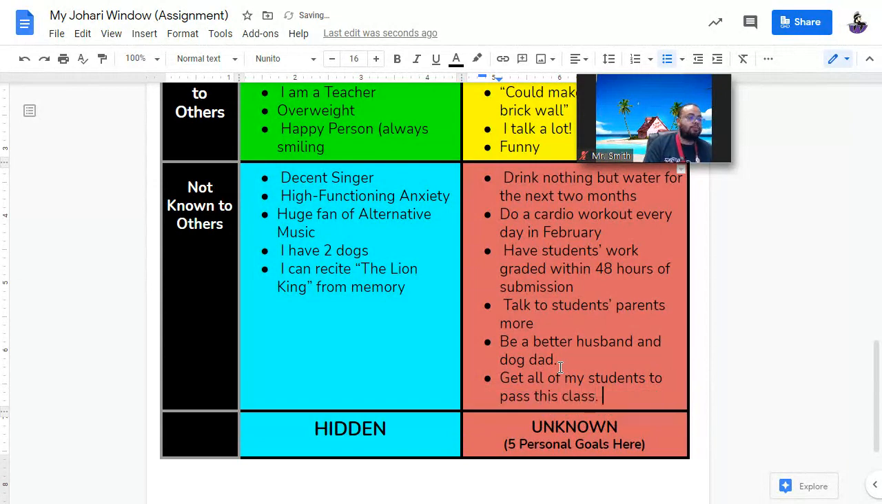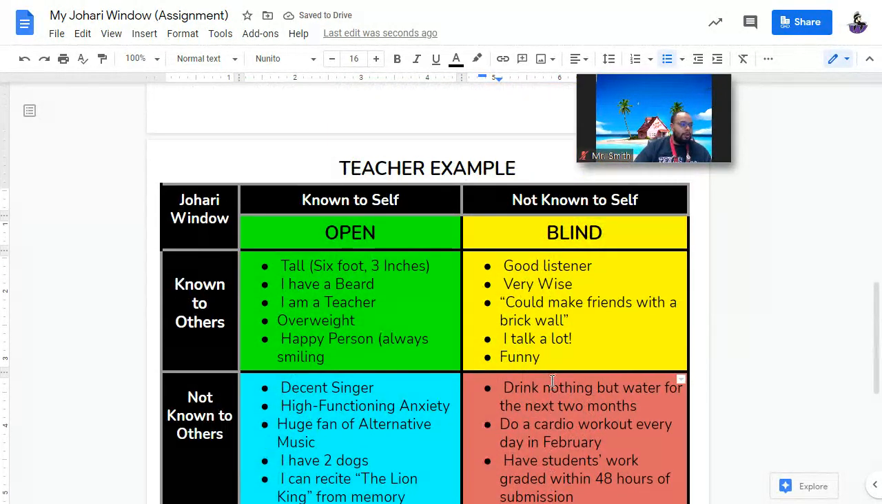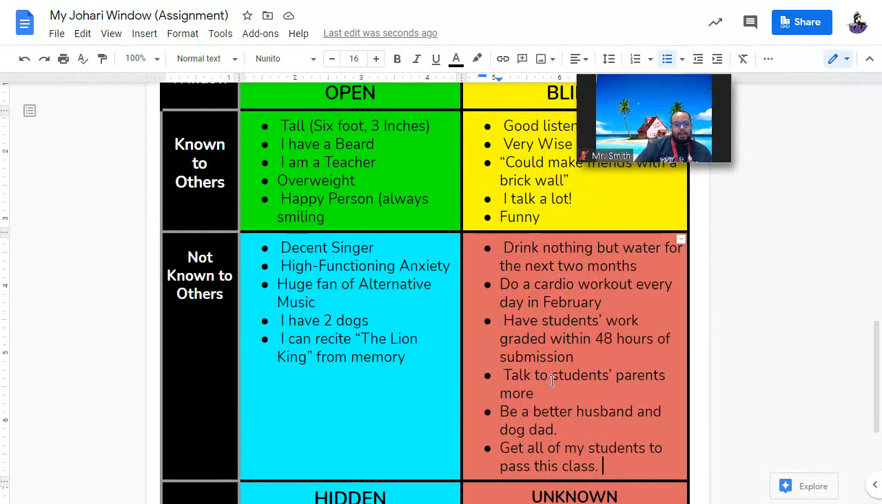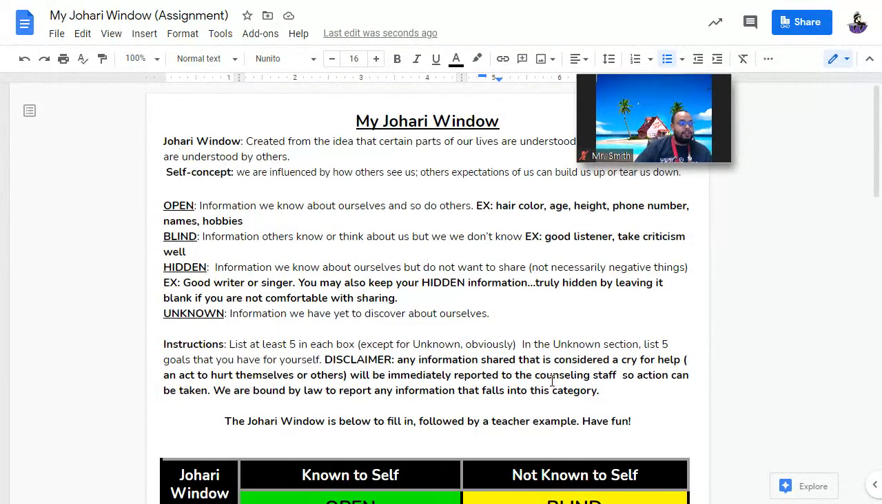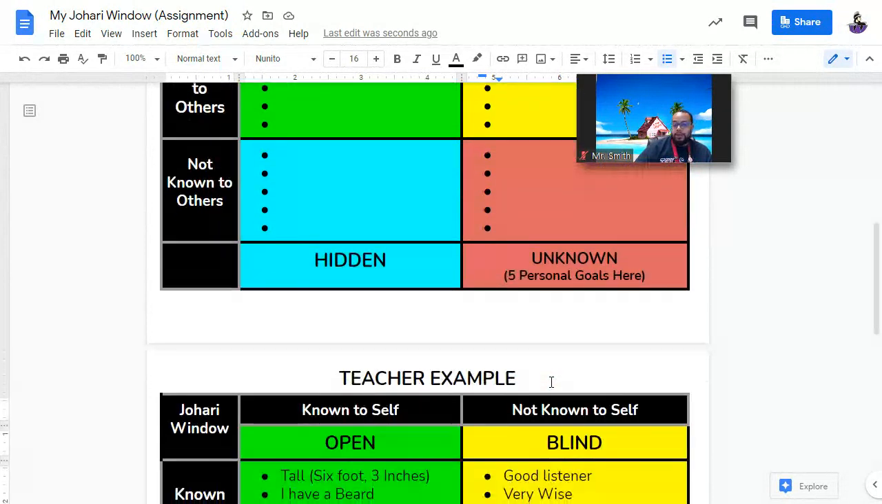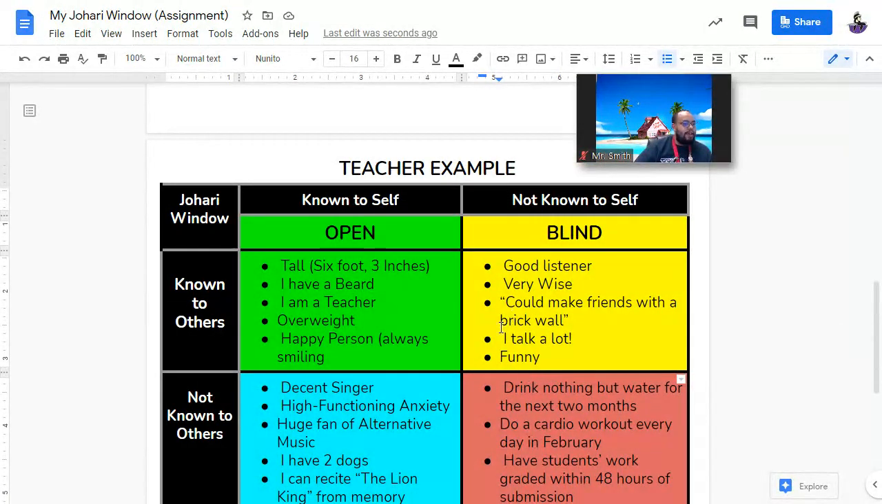Okay, so that's my Johari window. I added one there at the end, and notice that it did say in the instructions that you have to have at least five. So if you want to add more, you can add more. But notice that I did have everything ready to go.